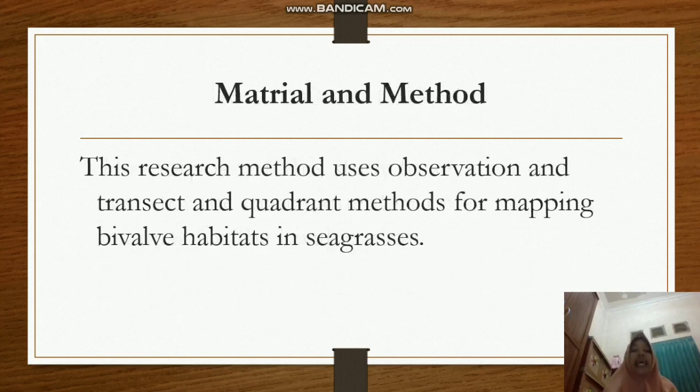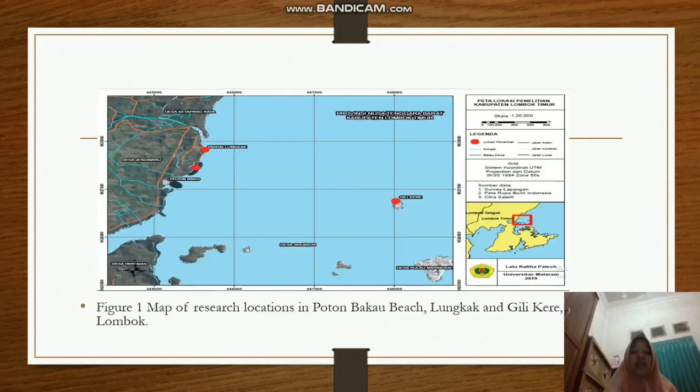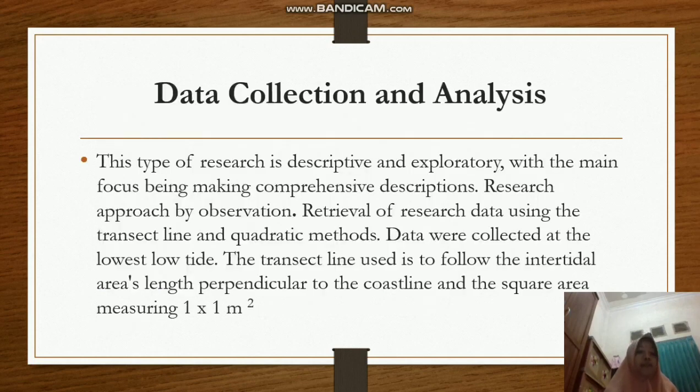Material and method. This research method uses observation and transect and quadrant methods for mapping bivalve habitats in seagrass. This is the map of the research location. The locations are Potonbako Beach, Lungka, and Gilikiri in Lombok.